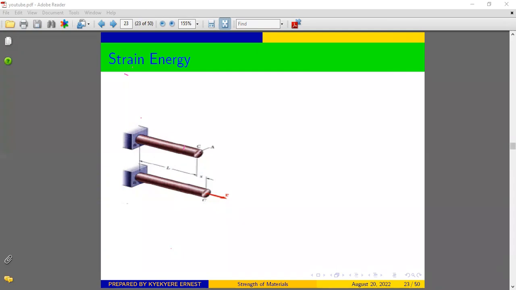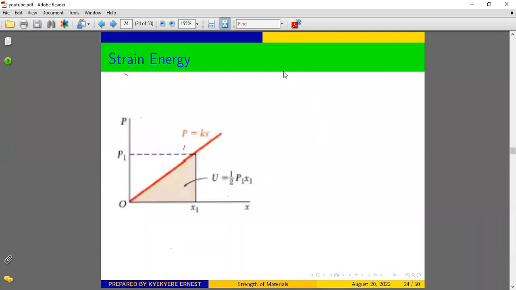Good. So from here, we are saying that up to the elastic limit, or at the elastic region, the total work done or the strain energy is equal to half P times xL. And because we are dealing with the elastic region, which has a straight line portion up to the proportional limit, the area under the curve is our strain energy.